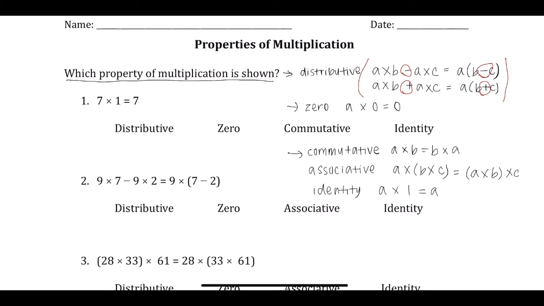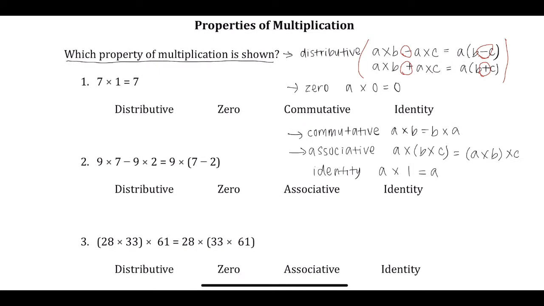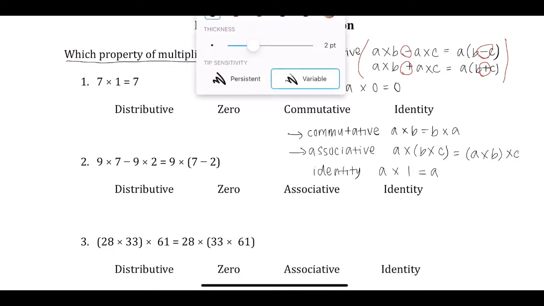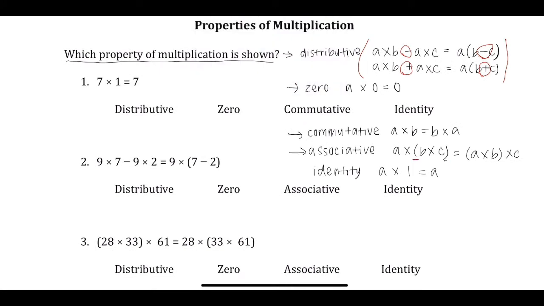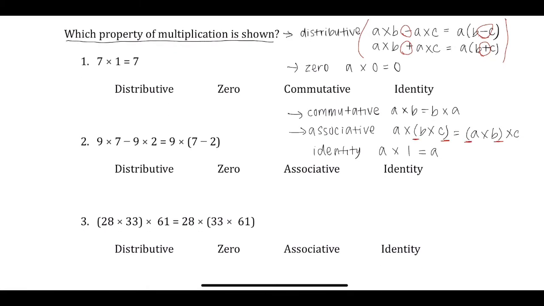And then the second to last is associative, which says A times B times C equals A times B times C. So in this one, the parentheses play a major role. It's just saying wherever you put the parentheses, no matter where, it will always be equal. And then the last one is the identity property, saying anything times 1 will always be equal to itself.